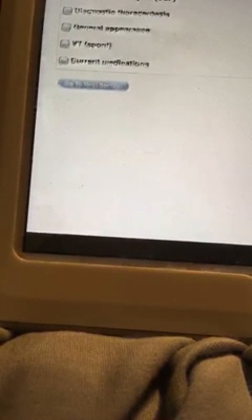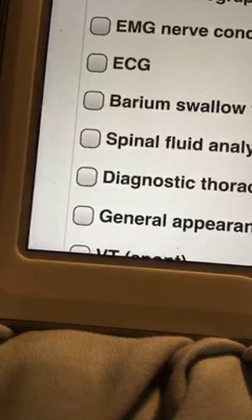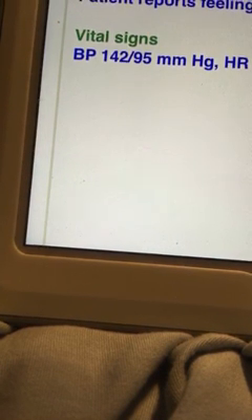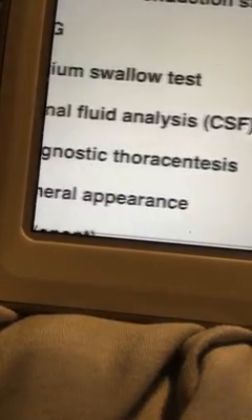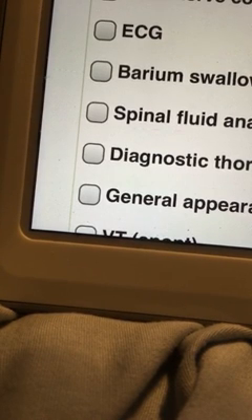Next on the list, you have cerebral perfusion study. No. Let's get the vital signs. Rate 18, heart rate 97, temperature 98. Okay. Heart rate and breathing's a little bit fast.